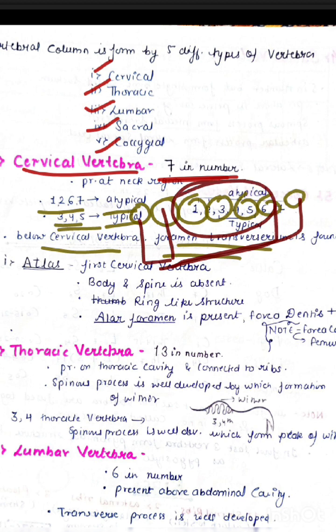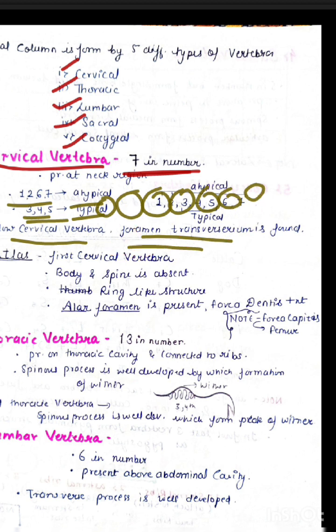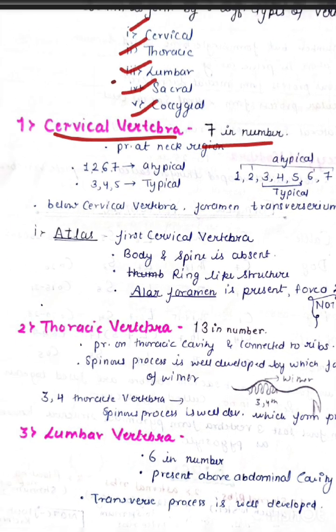3 middle ones form typical vertebrae. Actually, these 3 are typical because they are very well developed, and they show how a cervical vertebra looks. These form the basic structure of the cervical vertebra.